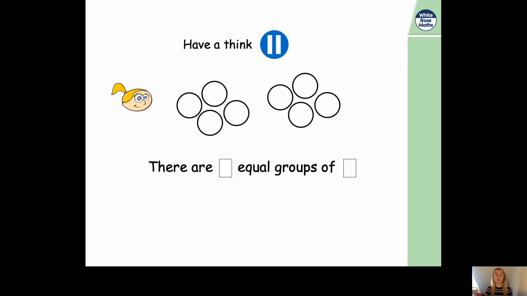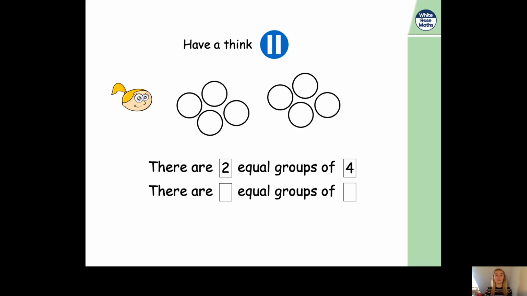Okay, let's see if you were right. So, how many groups are there? There are 2 groups, well done. And how many are in each group? Well, yes, there's 4 in each group, aren't they? Because they're equal. Fantastic. What else could we do? If there are 2 equal groups of 4, if we rearrange the counters, what other sentence could we say? Pause the video and have a think.